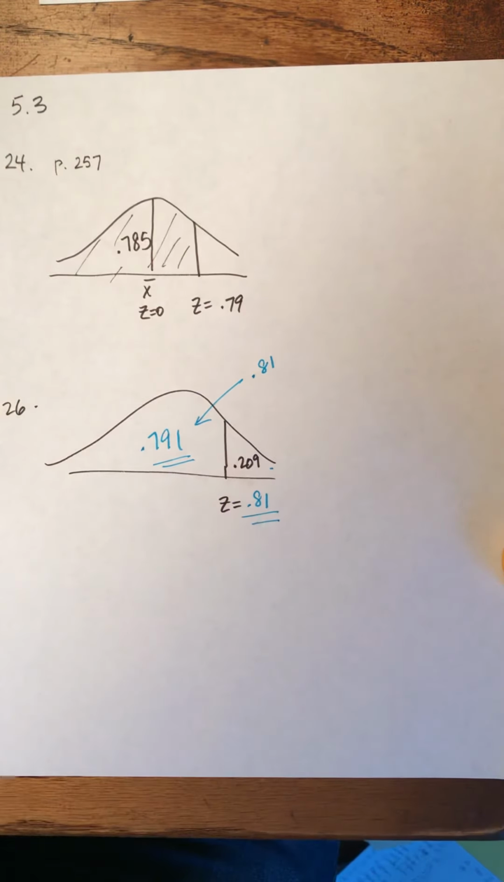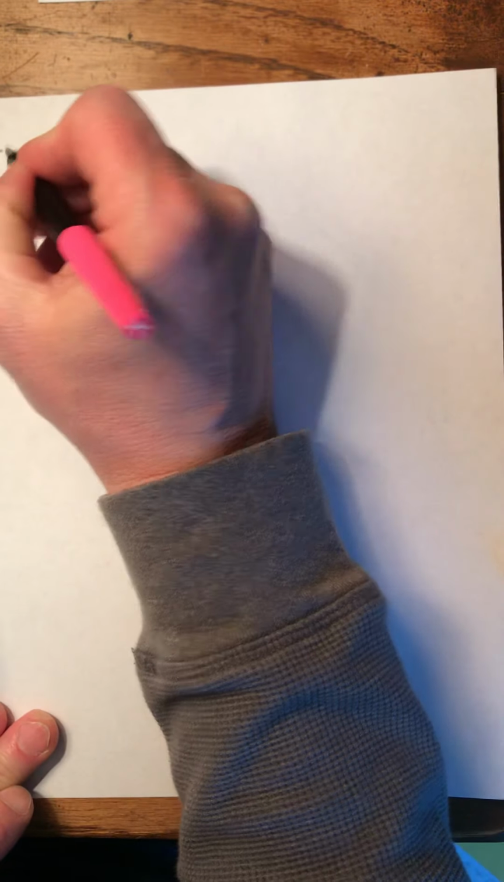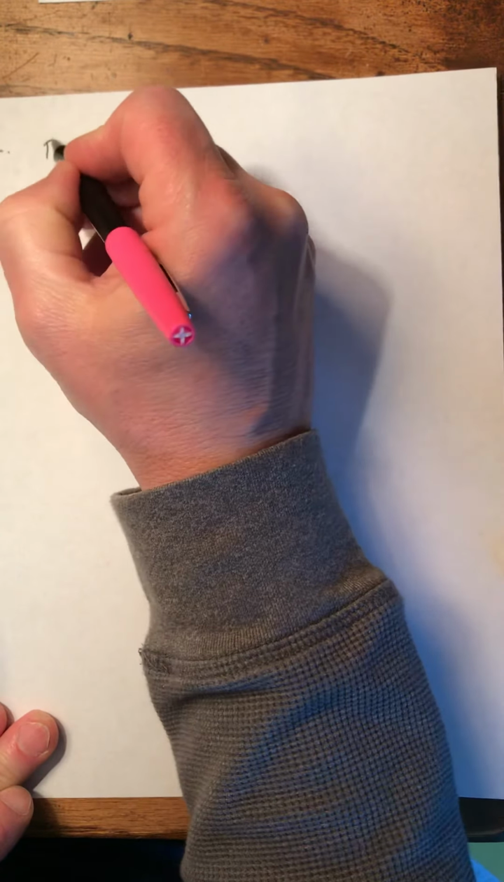But let's do an actual problem like number 32 on page 258. And this is what this problem says. Interesting problem. It says world happiness. In a recent study on world happiness, participants were asked to evaluate their current lives on a scale from 0 to 10, where 0 represents the worst possible life and 10 represents the best possible life. The mean response was 5.4 with a standard deviation of 2.2.